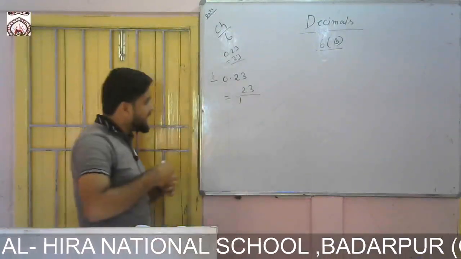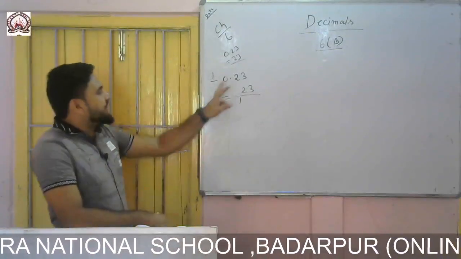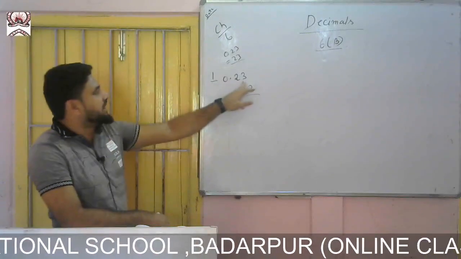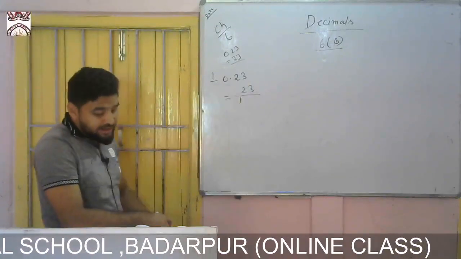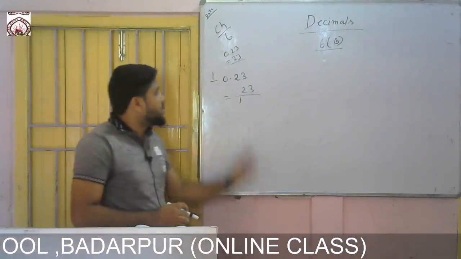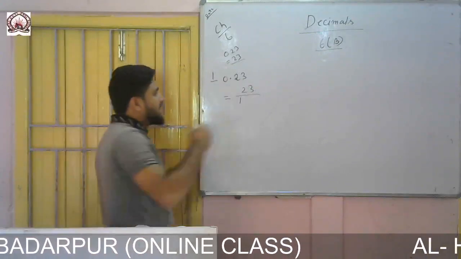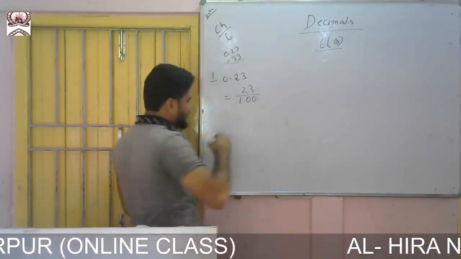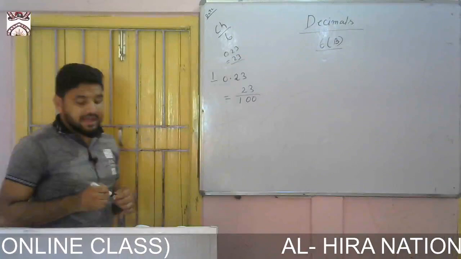For the denominator, you put 1, and after the point, how many digits? 1, 2. So you give 2 places of zeros. Okay, like this.